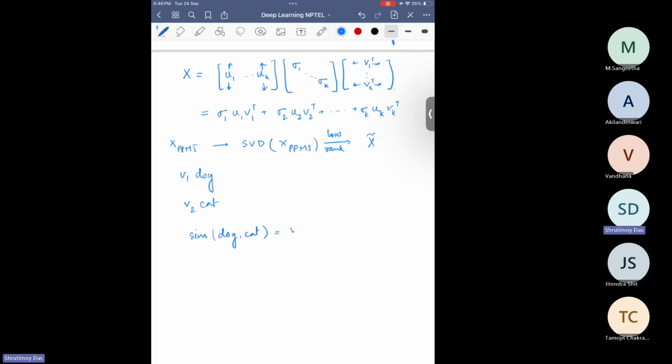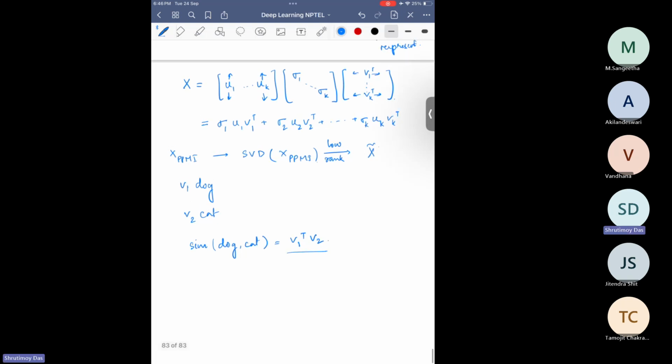So we'll just do a V1 transpose V2. If we're doing this at vector level, you can write it as V1 transpose V2 or V1 V2 transpose, depending on how your matrix looks. Actually, because your V1 is already a row vector, so this should be a column vector, so it should be V1 V2 transpose. Because you want something like this. So this is your V1 and this is your V2 transpose.